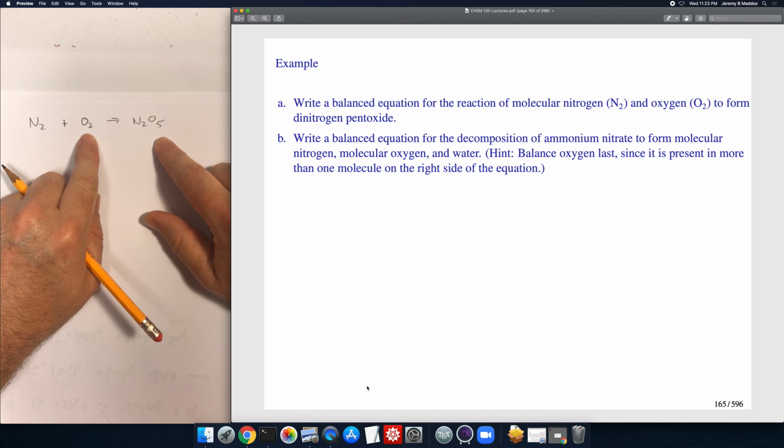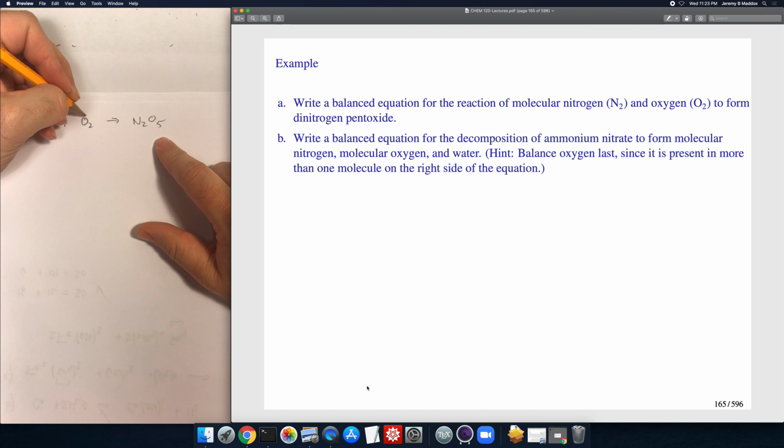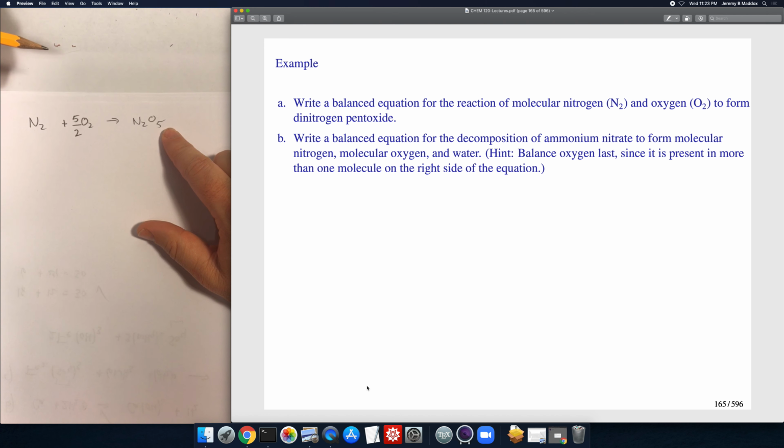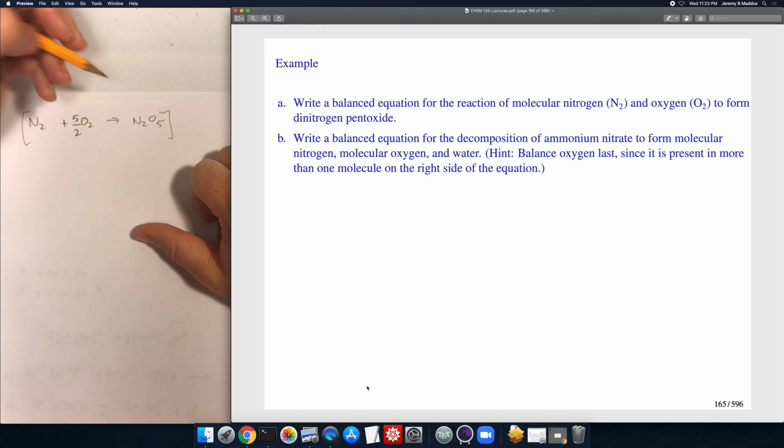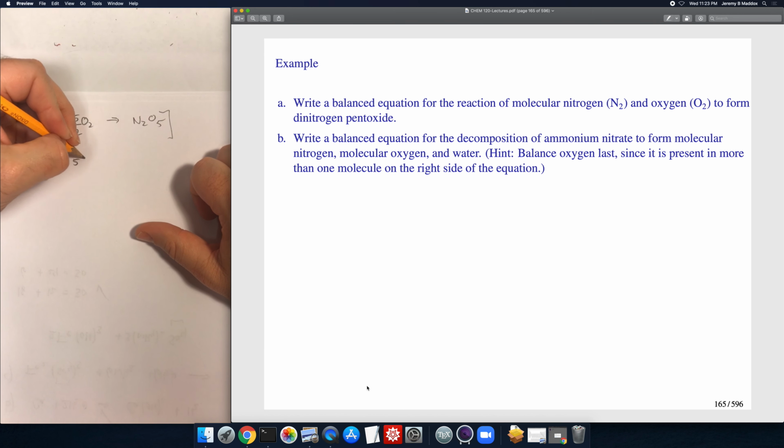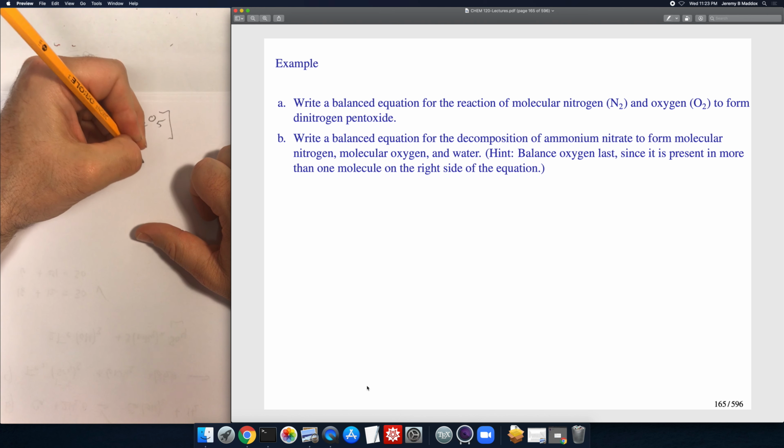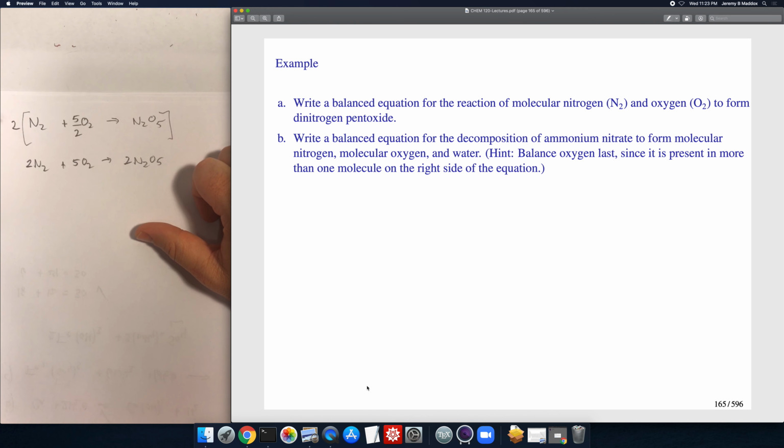One way to balance this fairly quickly is to take the oxygen and multiply by 5 over 2. Now that seems kind of weird to do, but if you take 5 divided by 2 and multiply by 2, it does give you 5. Now, we don't like to have fractions in our stoichiometric equations, and so what you need to do is to take the whole reaction and multiply by 2. That'll get rid of the fraction, and then the reaction will be balanced. So we've got 4 nitrogens and 4 nitrogens, 10 oxygens and 10 oxygens on that side. I call that the fraction trick.